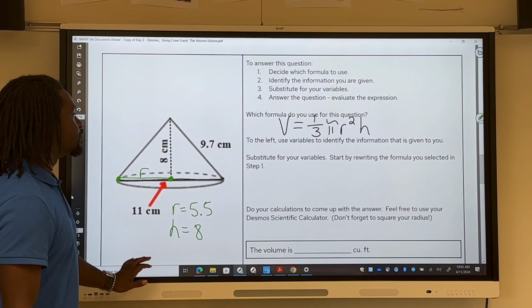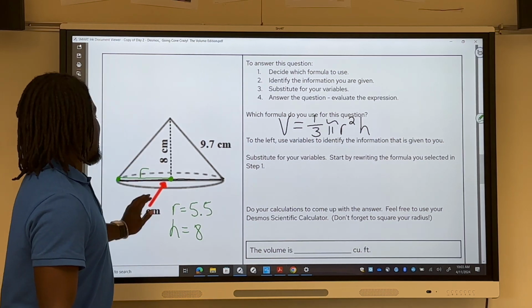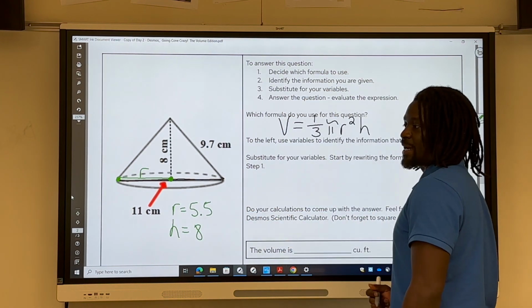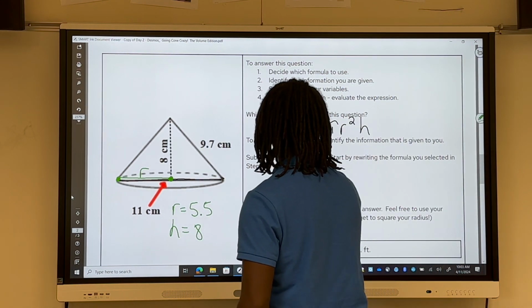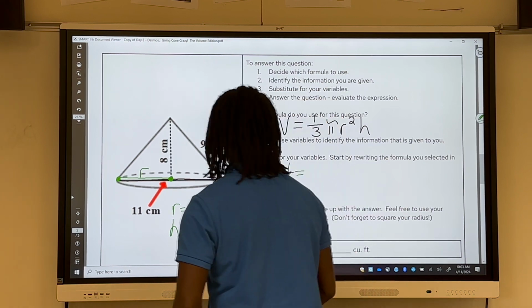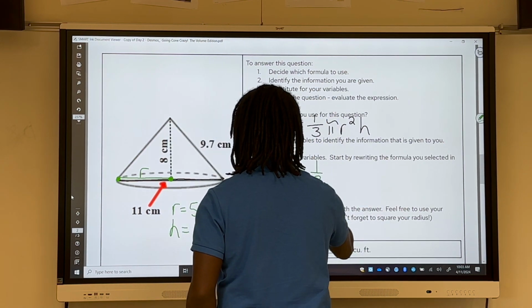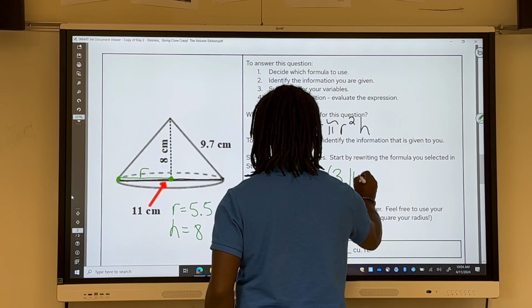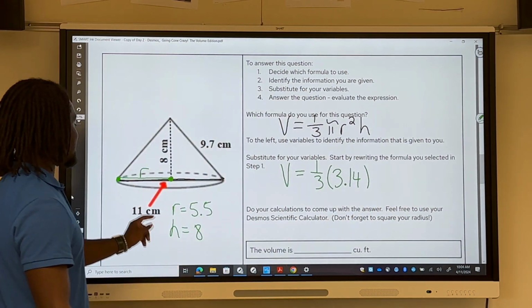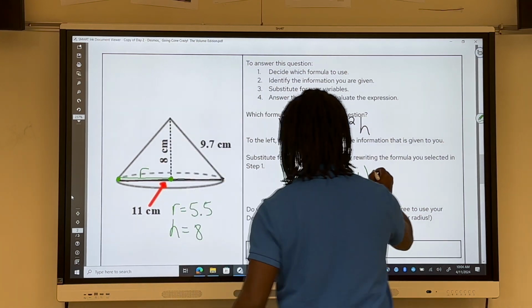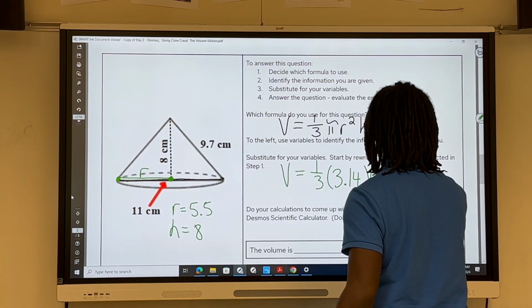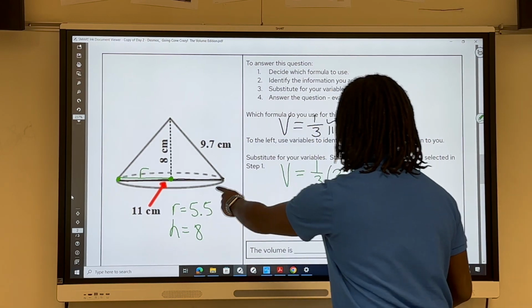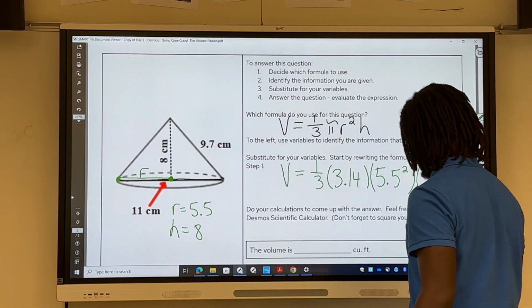So now I need to plug these into my formula. So the volume equals 1/3 times pi, which is 3.14, times the radius, which is 5.5. So it's 5.5 squared times the height, which is times 8.